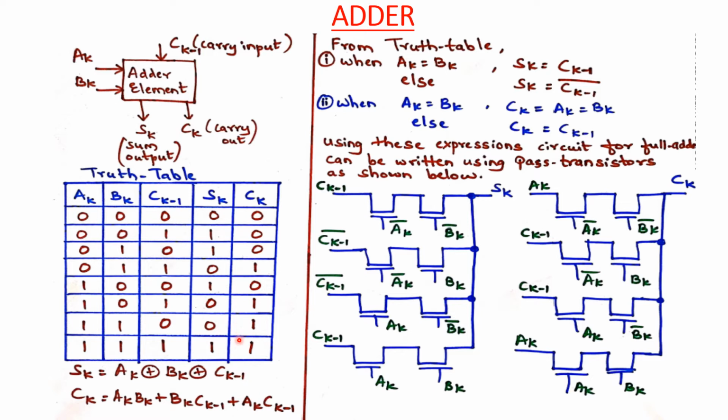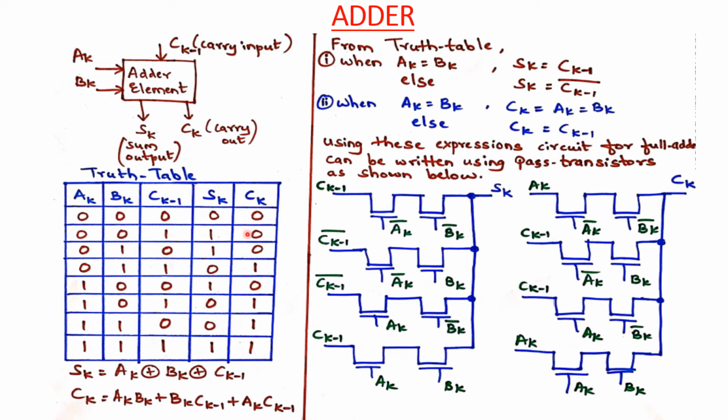Based on the truth table, if you plot a K-map, the expression of sum will be A XOR B XOR C subscript k-1, that is the carry input, and the carry output C subscript k is A_k into B_k plus B_k into C_k-1 plus A_k into C_k-1, that is the carry input.